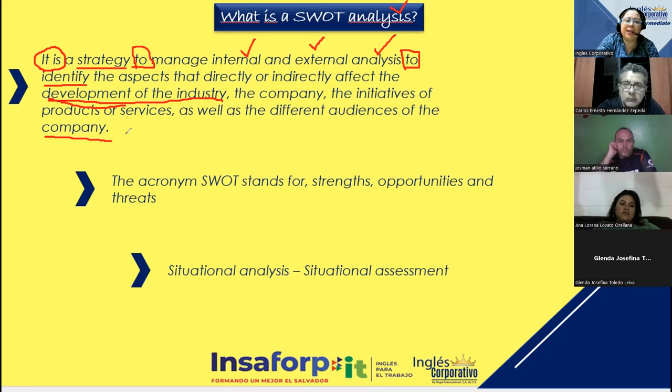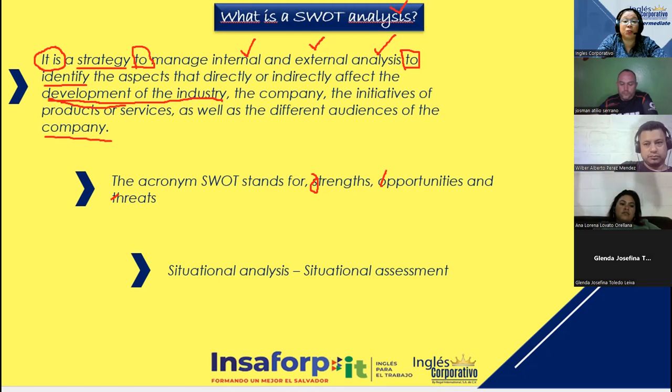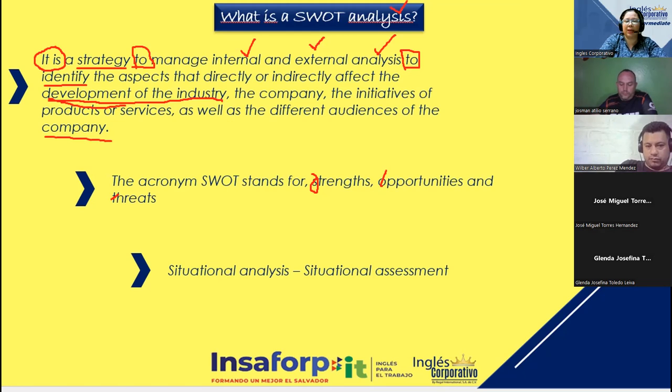Great. And what does this acronym SWOT stand for? It stands for, the first letter is letter S, right? Strengths, and we have opportunities, and the threats with the letter T, okay? Aquí falta una, ¿cuál falta? Weaknesses. Yes, weaknesses, right? ¿Y con qué letra comienza? What letter does it start with? W. Okay, W. Yes, there you go.